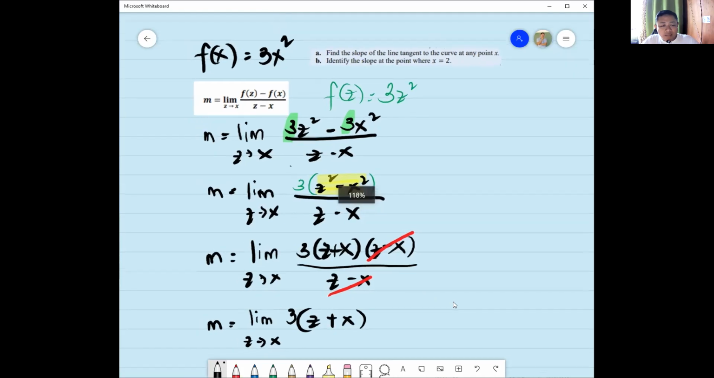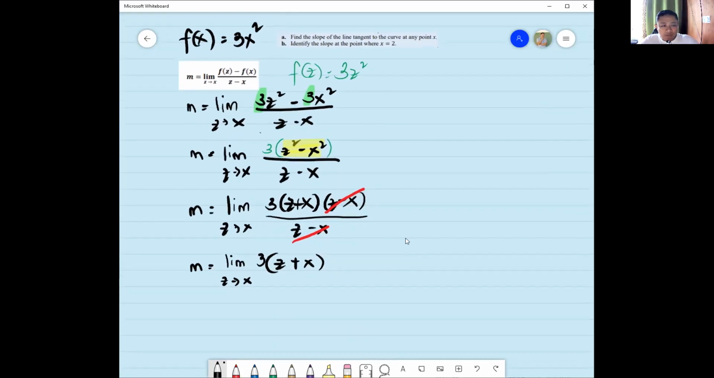Now, to evaluate the limit, how do we evaluate the limit? We simply substitute the value of our z to whatever value it is approaching. And this times this is x. So that's what we will be substituting here. So when we evaluate the limit, we will just have m. And when we evaluate, remember the limit symbol will already be removed. So that becomes 3 times, change z to its value, which is x, and then continue, plus x. Can you follow?